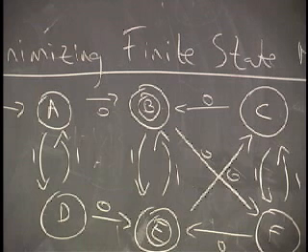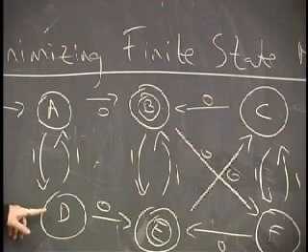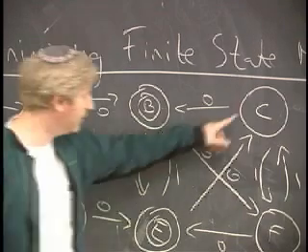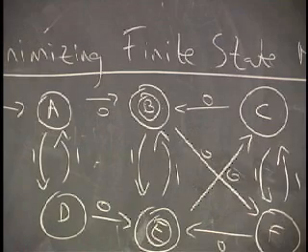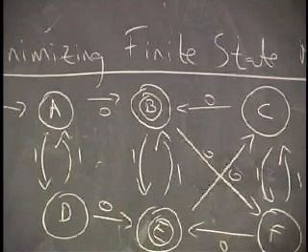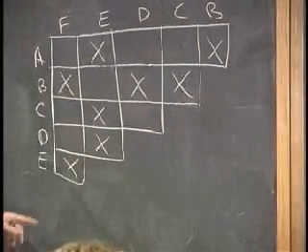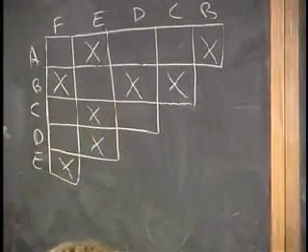All right, well, let's look at the other symbol. What about 1? On a 1, you go to D, and C, and on a 1 you go to F. And are D and F distinguishable? We're doing A and F, so it's D and C. Are D and C distinguishable?